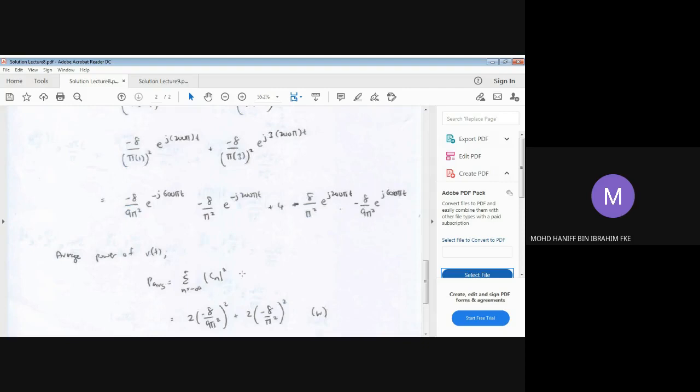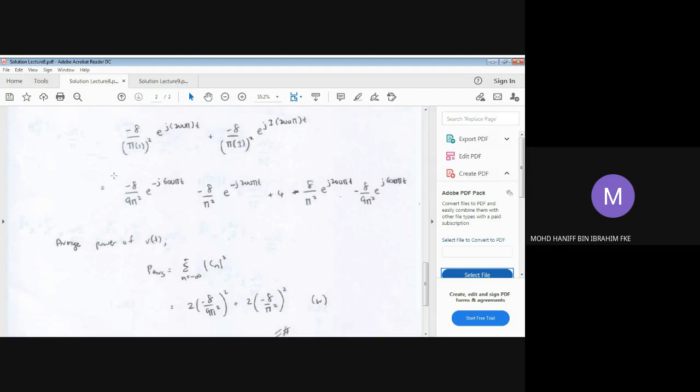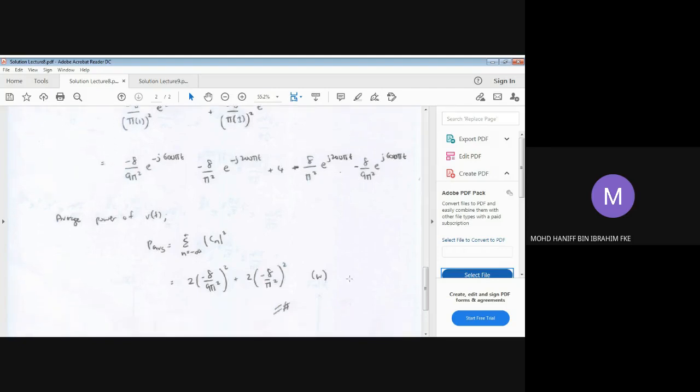If you can recall, the equation is P average equals A naught squared plus half the summation of A n squared. So there are two options to calculate the average power depending on your Fourier series form. Based on this, these are the Fourier coefficients. So simply we can write the average power should be equal to this equation.